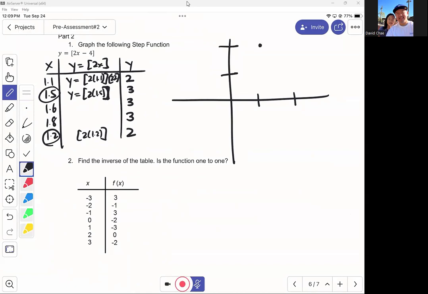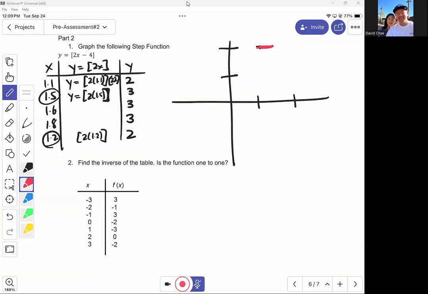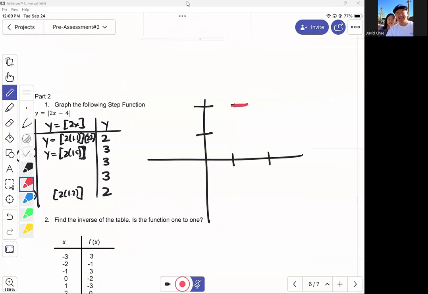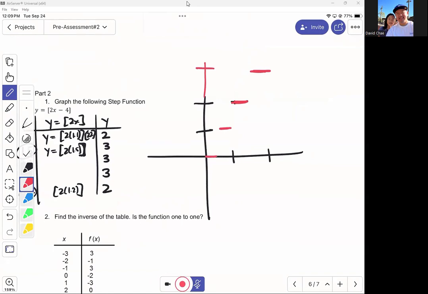1.2 is right here. So all the way up to 1.5, I'll put this in red. The mini step. And then from 1.5, what happens? It comes right here, right? So this and then this. So these mini steps right here, that's the parent. Are we good?